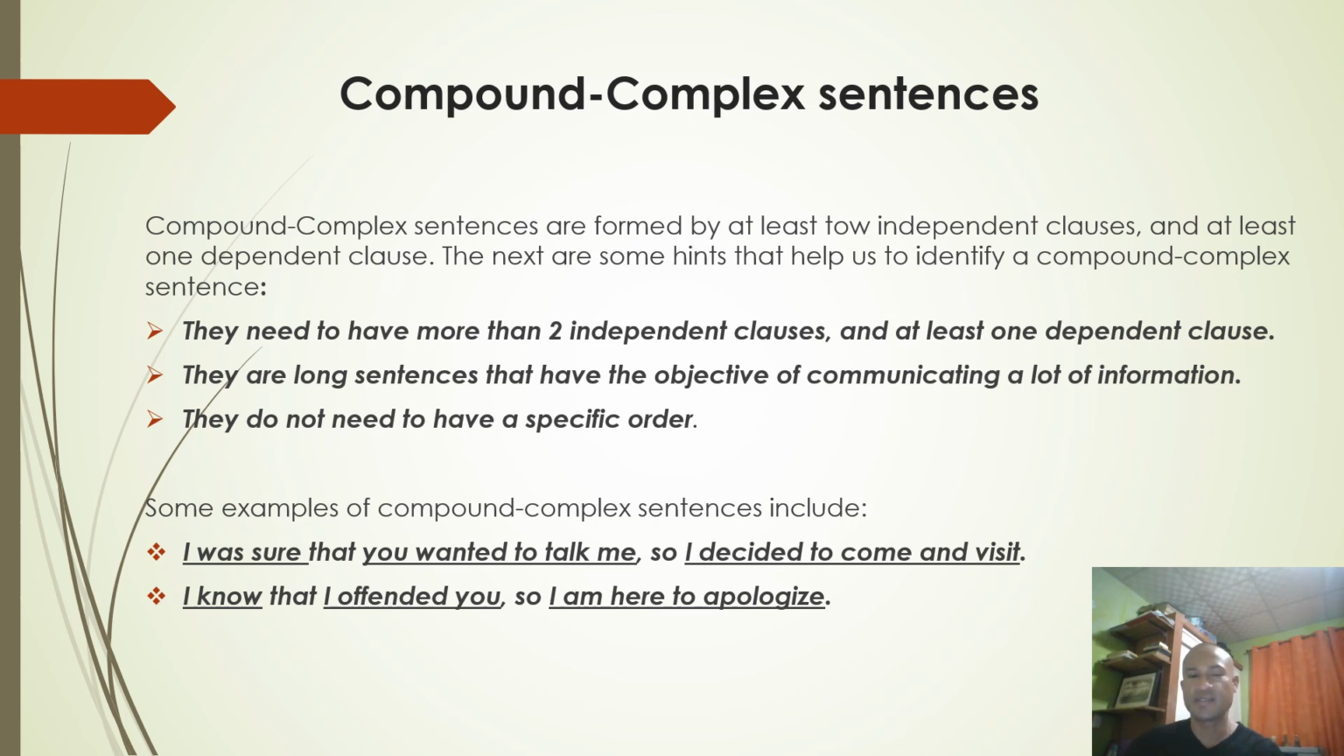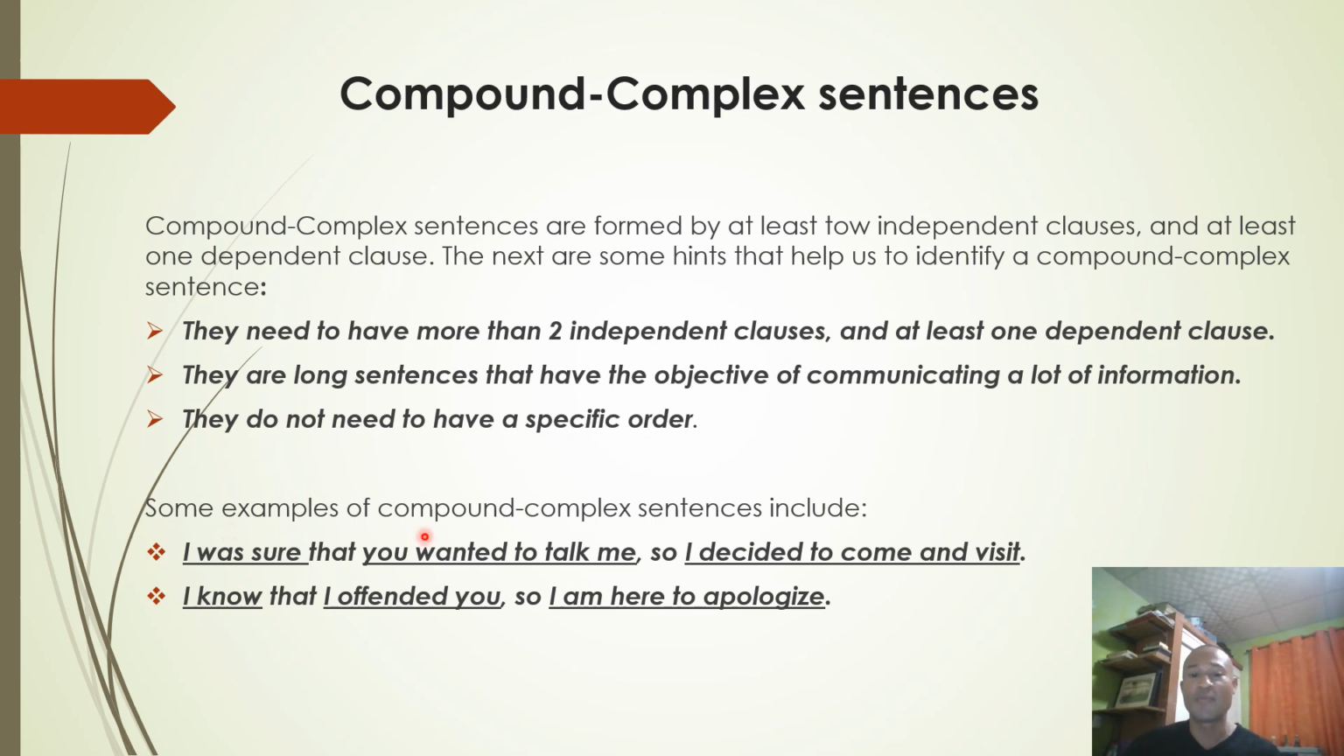Compound complex sentences. Compound complex sentences are formed by at least two independent clauses and at least one dependent clause. The next are some hints that help us to identify a compound complex sentence. For example, they need to have at least two independent clauses and at least one dependent clause. They are long sentences that have the objective of communicating a lot of information. They do not need to have a specific order.